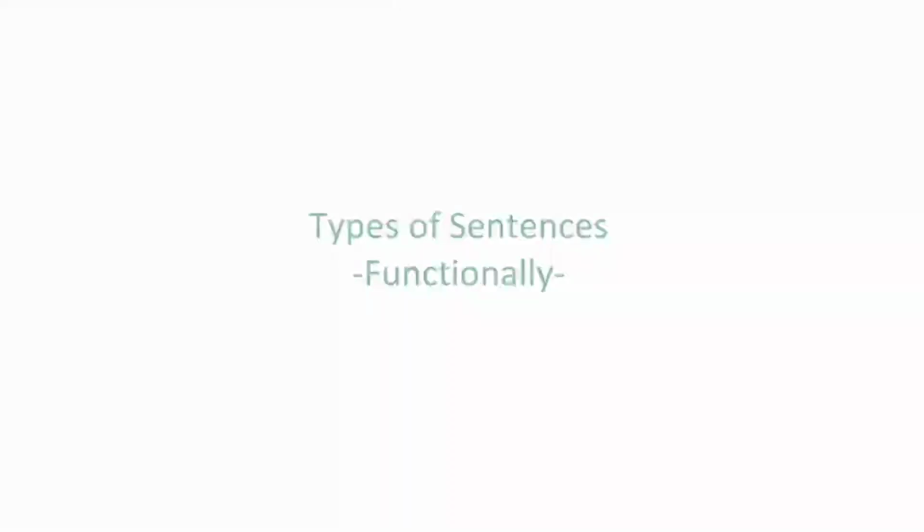Nah, ini tipe sentence yang kedua dilihat dari fungsionalnya. Itu ada 4 juga. Yang pertama deklaratif, kemudian ada imperatif, kemudian ada interrogatif, dan yang terakhir exclamatory sentence.